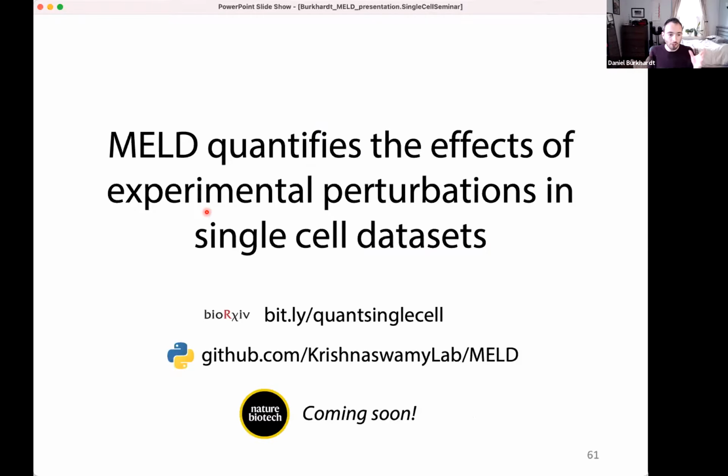So what I really hope you are left with is that we now have a framework to quantify the effect of experimental perturbations in single cell data. The manuscript is up on bioRxiv. We have a Python package available on GitHub that's fully documented with examples and a tutorial. And we just got proofs back today for our publication, which will hopefully be out in Nature Biotech in the next couple of months. Happy to take any remaining questions in the last few minutes.